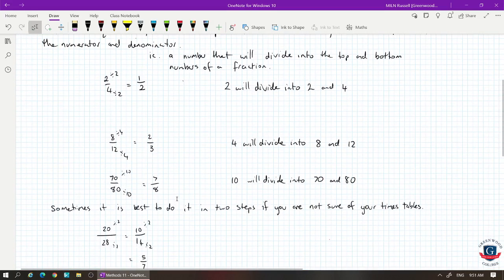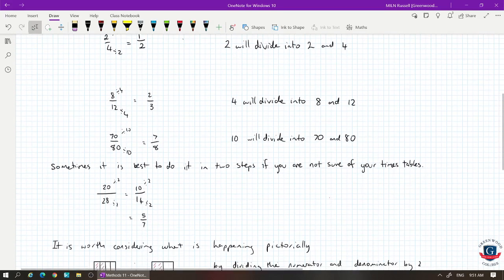In the case of 8/12, the highest common factor is 4, the biggest number that will divide into both of them, both 8 and 12. So 8 divided by 4 will give me 2, 12 divided by 4 will give me 3. I end up with an answer of 2/3.